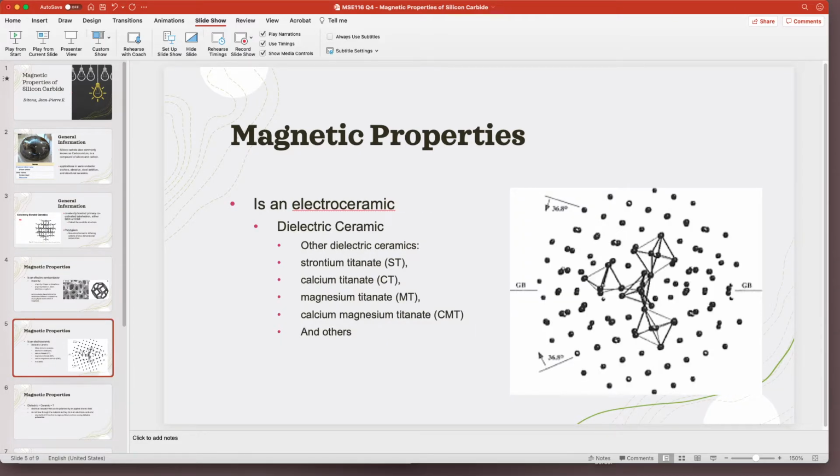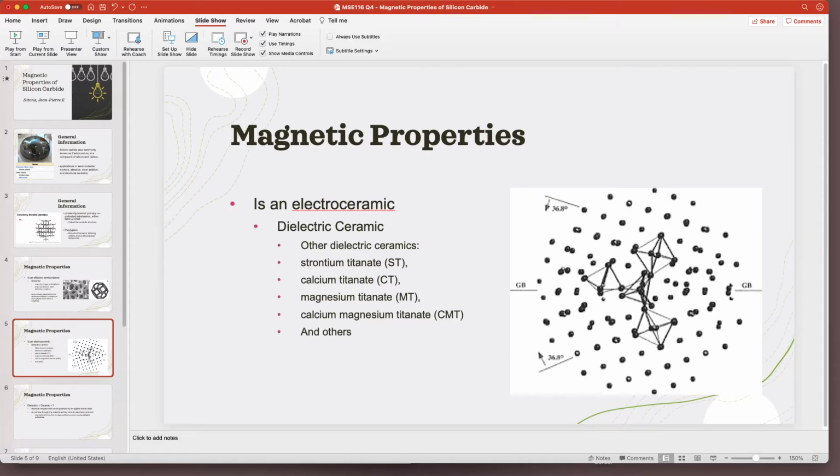Silicon carbide is a dielectric ceramic, also called an electroceramic. Electroceramics are a class of ceramic materials used primarily for their electrical properties. Other dielectric ceramics are strontium titanate, calcium titanate, magnesium titanate, calcium magnesium titanate, and others. Historically, development in the various subclasses of electroceramics has paralleled the growth of new technologies. Examples include ferroelectrics, high dielectric capacitors, non-volatile memories, ferrites, data and information storage, solid electrolytes, energy storage, and so on.